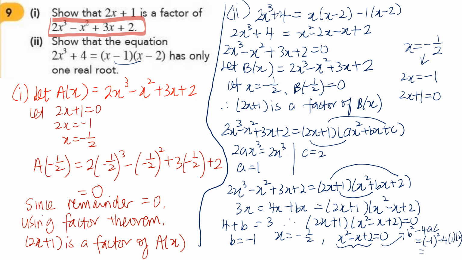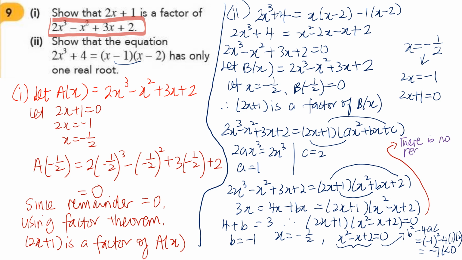And you end up getting 1 minus 8 to negative 7, less than 0. Okay, just need to do my explanation here. Don't need to write "since" because we already showed that the discriminant is less than 0, so we can just conclude that there is no real root.